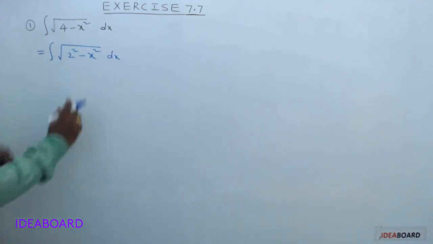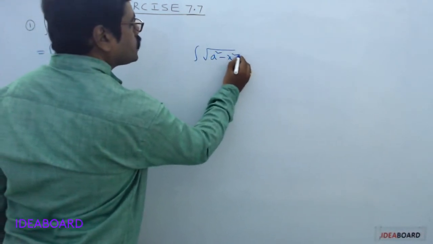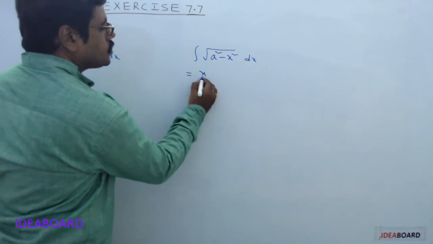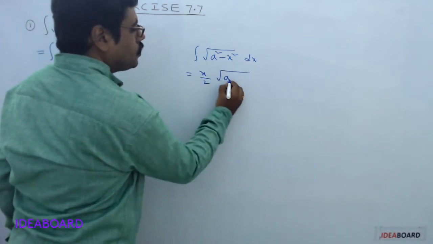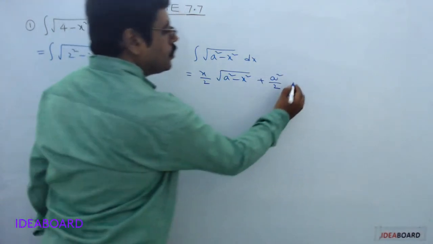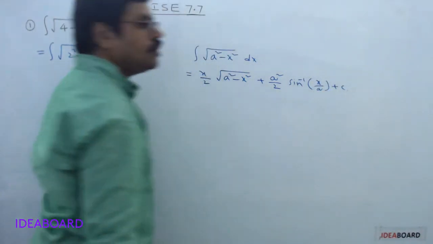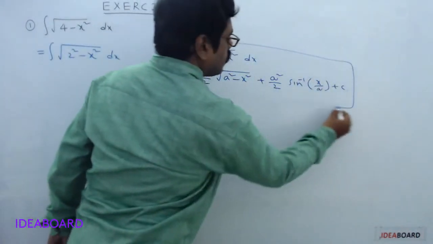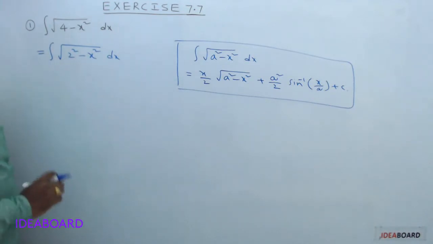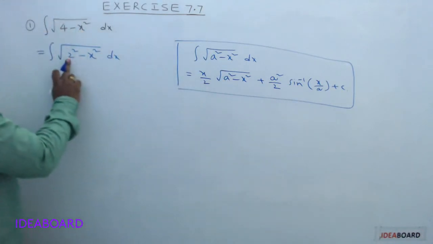Clearly this term is of the form integral square root of a square minus x square dx. What is its formula? It is x by 2 into square root of a square minus x square plus a square divided by 2 into sine inverse of x divided by a plus some constant c. Now here in place of a, the constant 2 will be there. So in this expression, wherever a is there, replace a with 2.